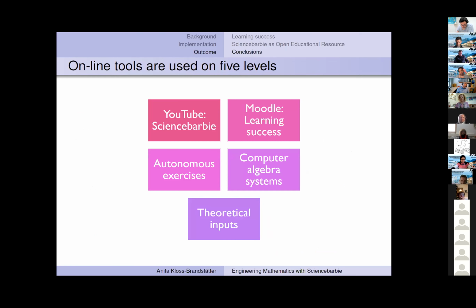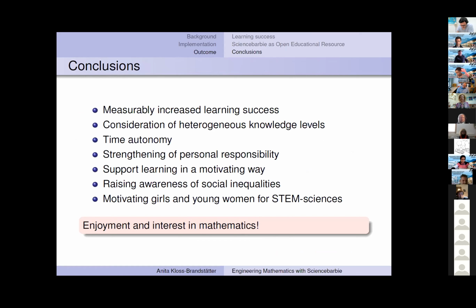I want to be a role model for young women, to show them that mathematics is not only for boys, it's also for girls, whether in data science or informatics. And I hope that because a Science Barbie explains mathematics, this can support more women and motivate them for STEM sciences. So this digital transformation led to a measurably increased learning success, as it considers the heterogeneity of the knowledge levels.